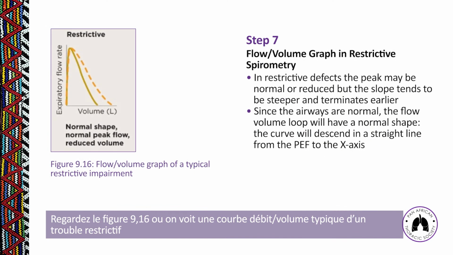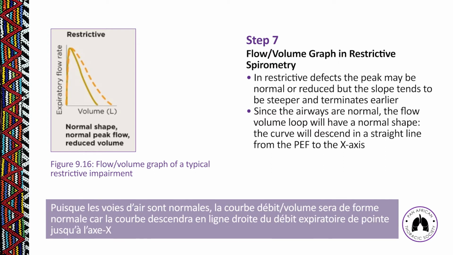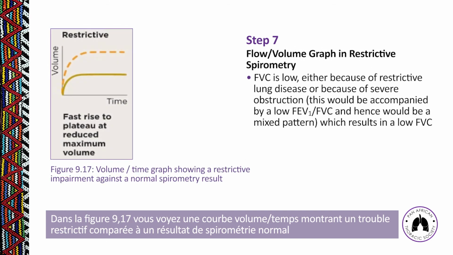Have a look at figure 9.16. This is a flow volume graph of a typical restrictive impairment. In restrictive defects, the peak may be normal or reduced, but the slope tends to be steeper and terminates earlier. Since the airways are normal, the flow volume will have a normal shape. The curve will descend in a straight line from the peak expiratory flow to the x-axis. Figure 9.17 shows a volume time graph showing a restrictive impairment against a normal spirometry result.